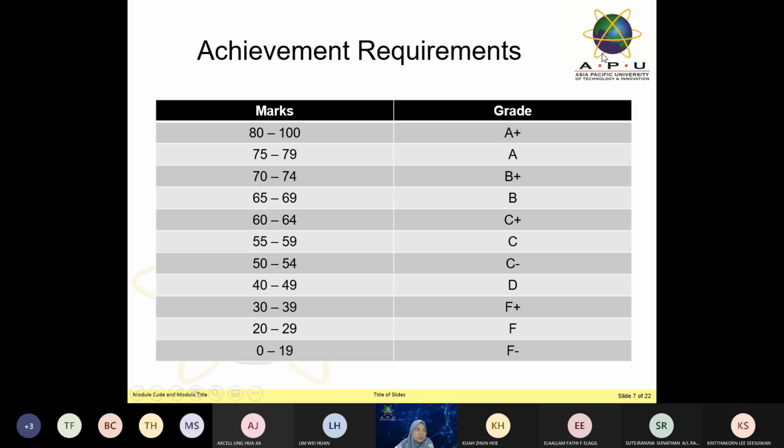Okay. This is the marks. You want to aim for which one? A plus or B plus? A plus. Okay. If you want to aim for A plus, make sure you are between 80 to 100% total. Total including your assignment. Okay. For the assignment, there is some presentation to do. Okay, later I will inform how to do it.